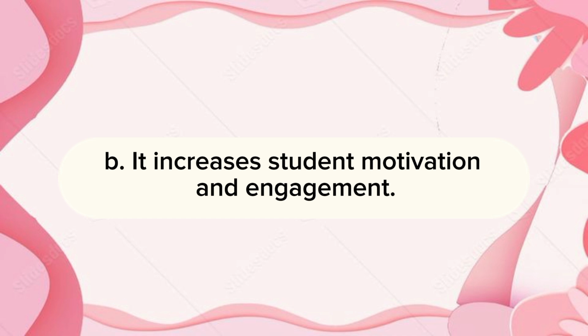So why others are incorrect? So for the letter A, to confuse students. The goal is to engage, not to confuse, right? Letter C, to save time. Varied styles can sometimes take more time, but the benefits outweigh this. Letter D is to make the lesson more difficult. This is not the intention. That's why the answer is letter B, to cater to different learning styles.